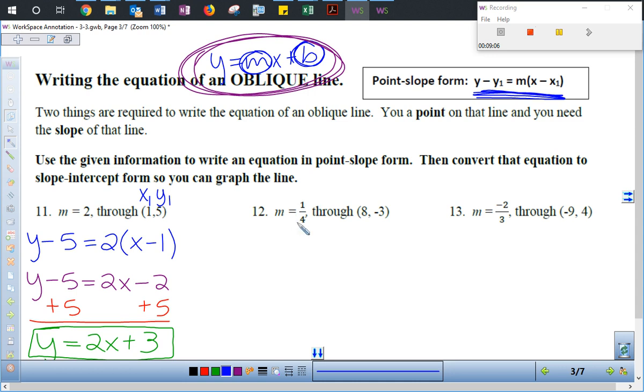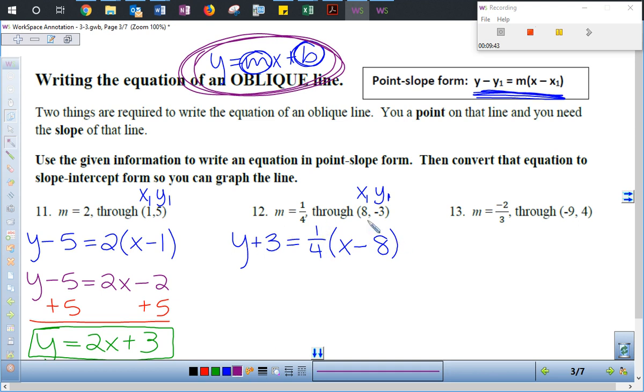Let's try it again on number 12. So again, they gave me a slope, and they gave me a point. So I want to identify this point as x sub 1 and y sub 1. And now I can just substitute this information into my equation. So we're going to have y minus y sub 1. So instead of saying y minus a negative 3, let's say y plus 3 equals my slope times the quantity of x minus x sub 1.